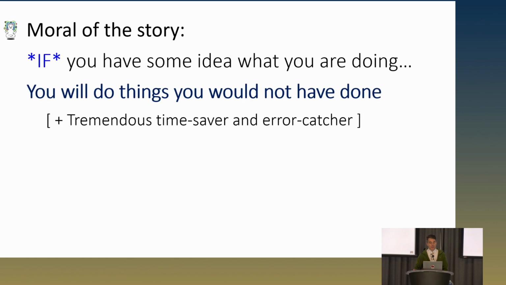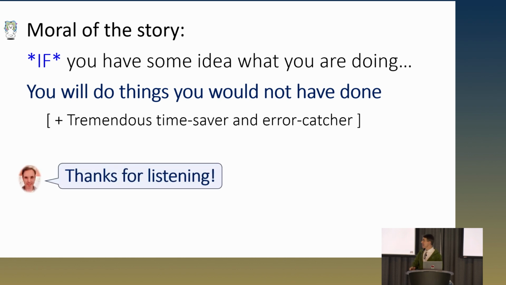So last slide, moral of the story. If you have some idea what you're doing, you will do things you would not have done. It's a tremendous time saver, an error catcher. The last thing I do before I ever send code anywhere to a journal is I run it through every LLM and say, do you see any mistakes anywhere? It might not find them, but every time there's been an obvious one, even a spelling error, it's found it for me. And that's it.